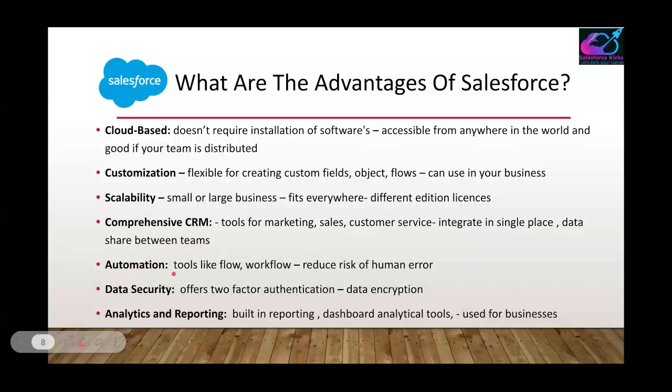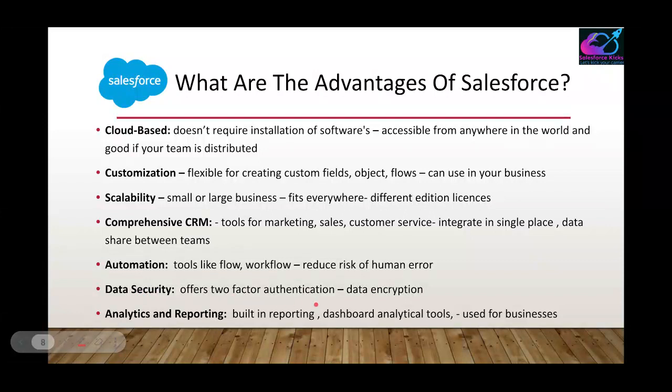Next is automation. Salesforce provides tools like flow and workflow, which help us do our work in an automated way. So it will reduce human error. We don't need to do things manually, we don't need to create manually. Once you create your flow by using the point and click tool, you just need to sit back and that flow will do your work itself.